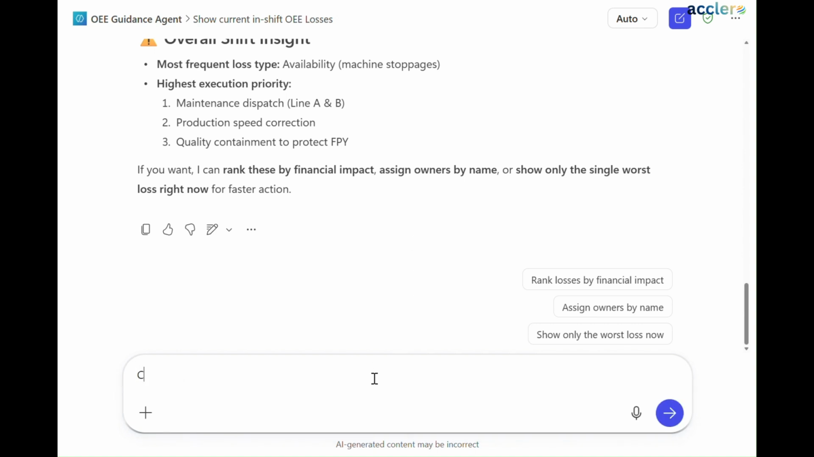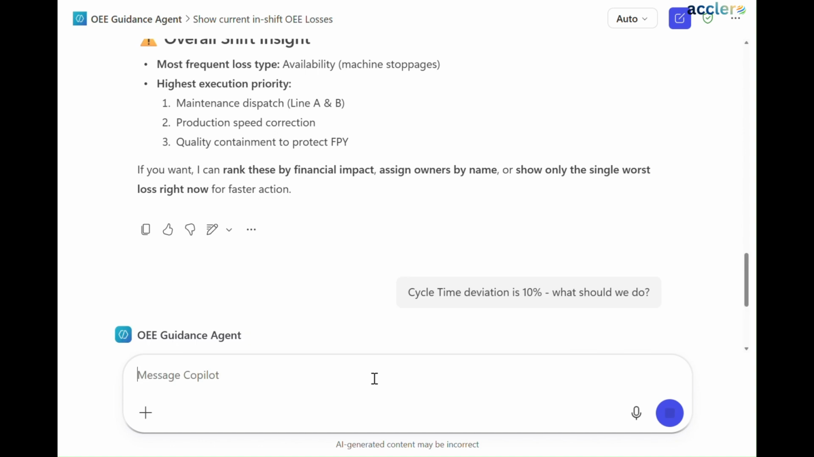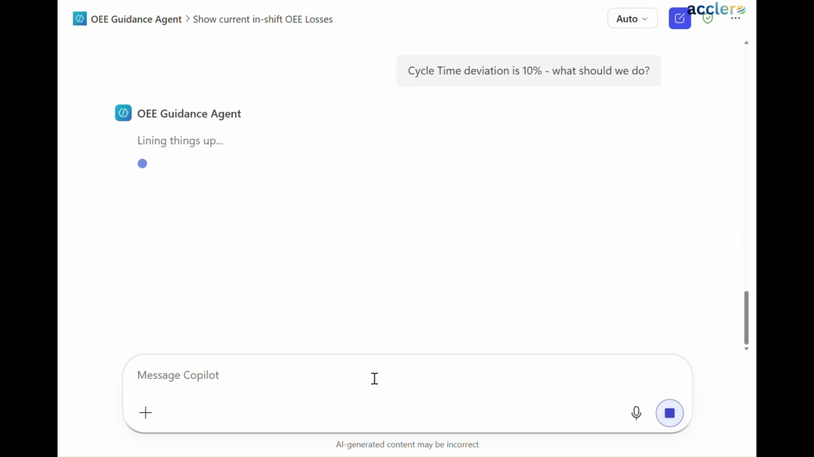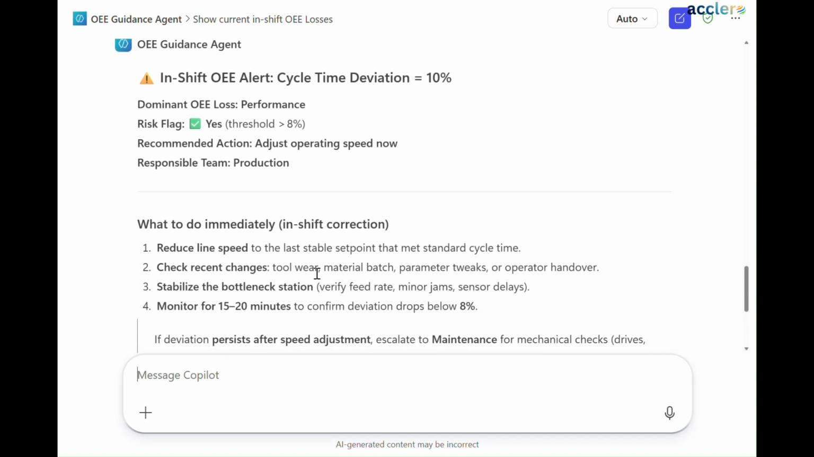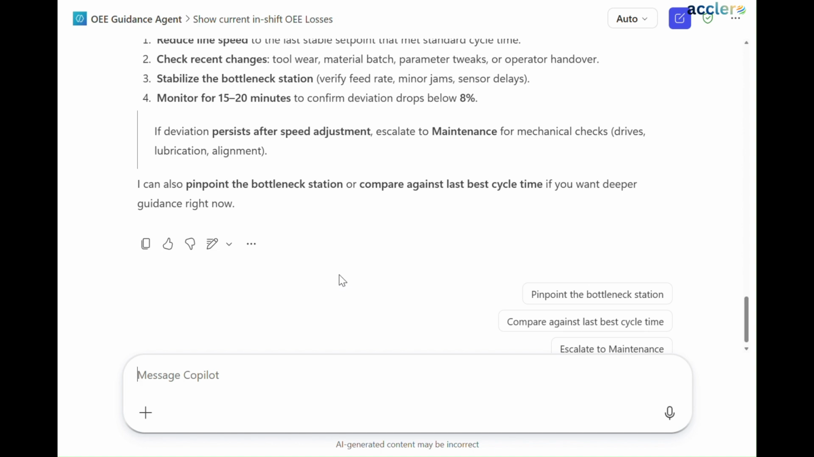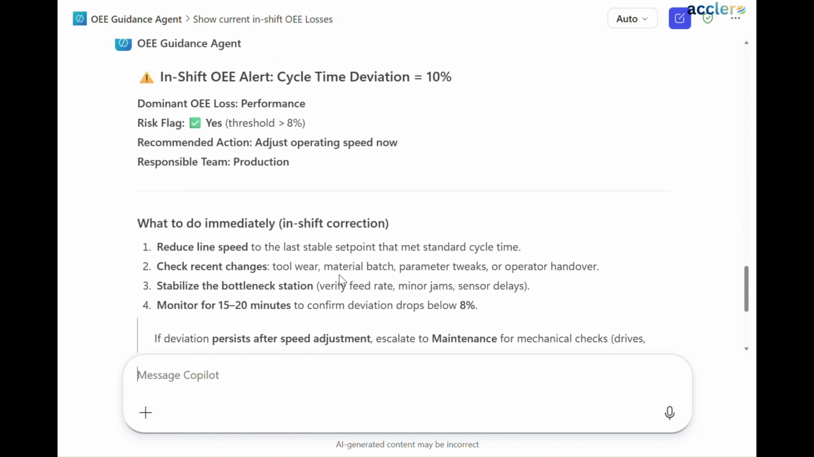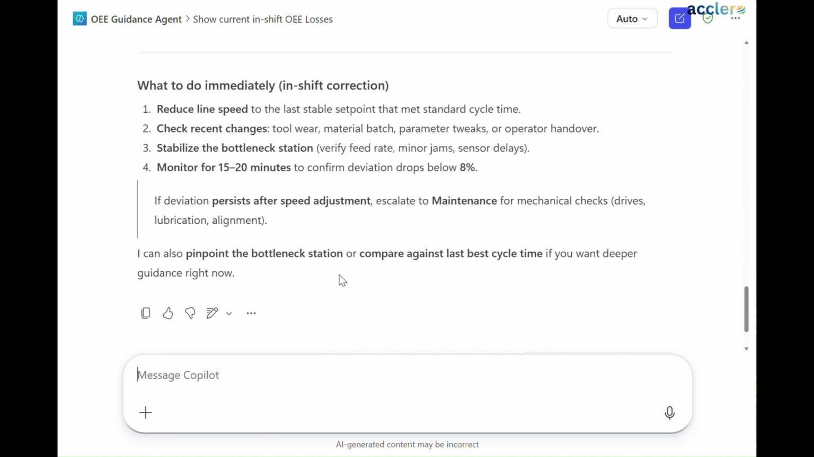So let us give the prompt: cycle time deviation is 10%. So what should we do? Here the agent identifies this as a performance loss caused by reduced operating speed. It directs the issue to the production team and recommends adjusting speed immediately. The outcome is that speed loss is recovered before it impacts the full shift output.